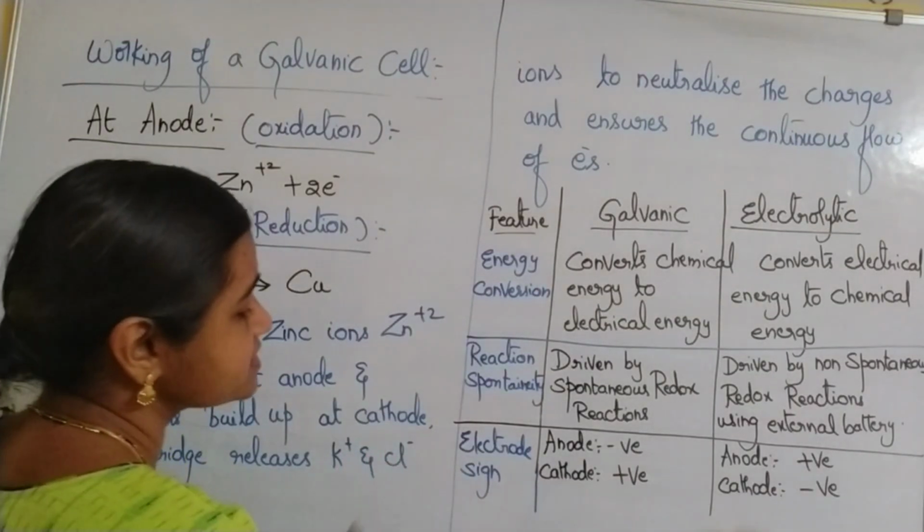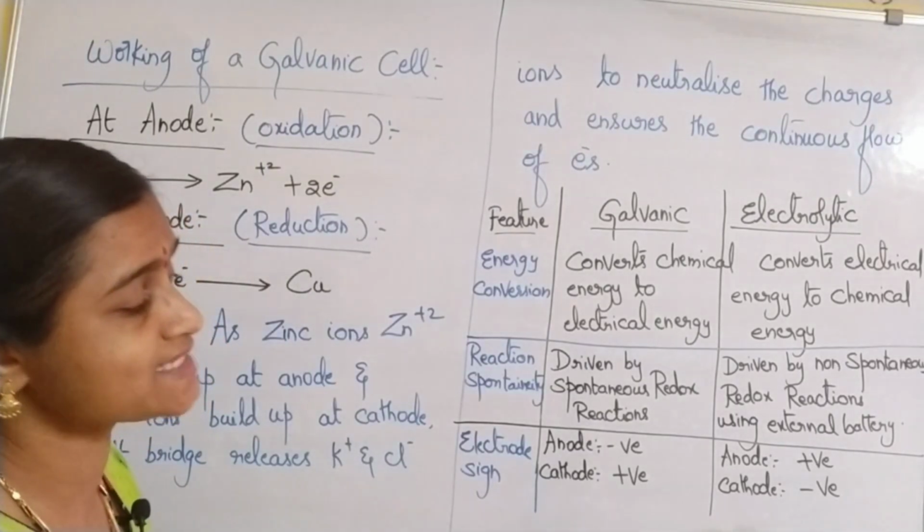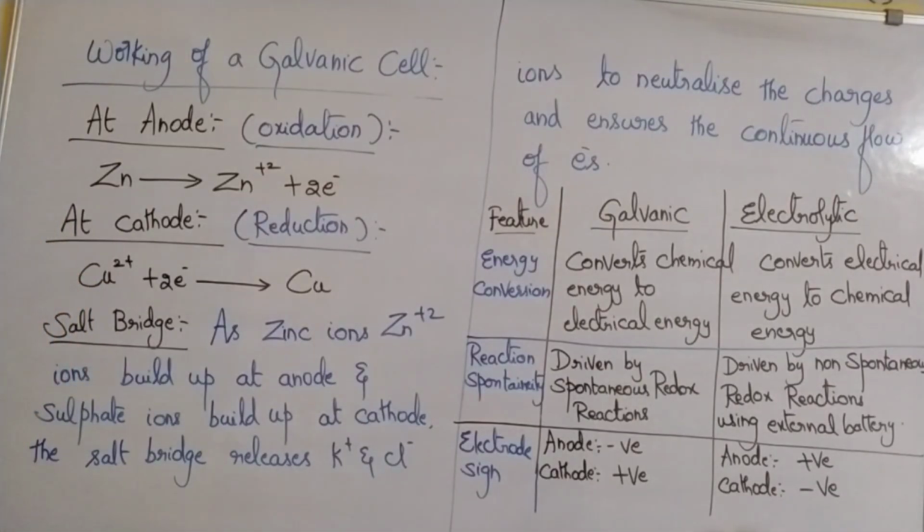And then electrode sign: galvanic cell లో యానోడ్ నెగిటివ్ ఉంటుంది, క్యాథోడ్ పాజిటివ్ ఉంటుంది, whereas in electrolytic cell the anode is positive, cathode is negative. So these are the differences between galvanic cell and electrolytic cell. So the first question is completed. Please note down.